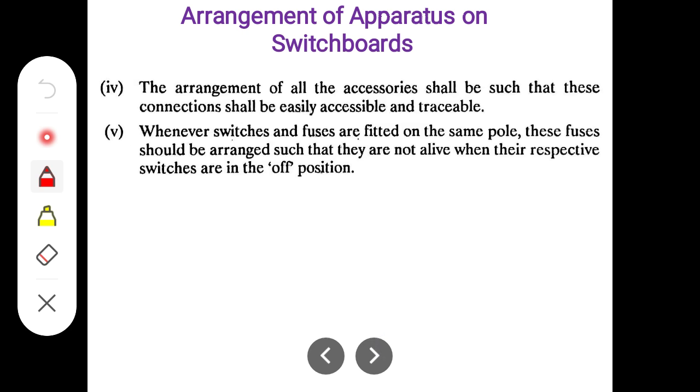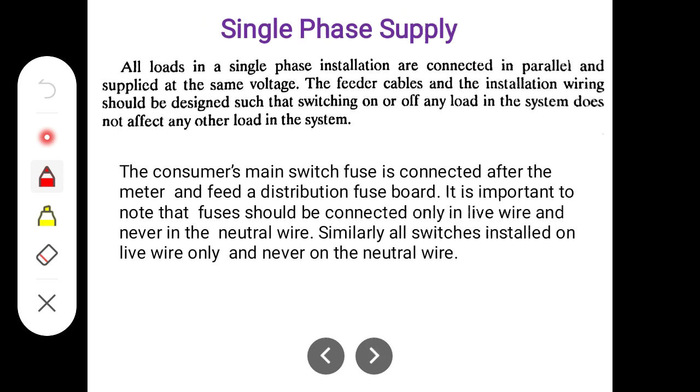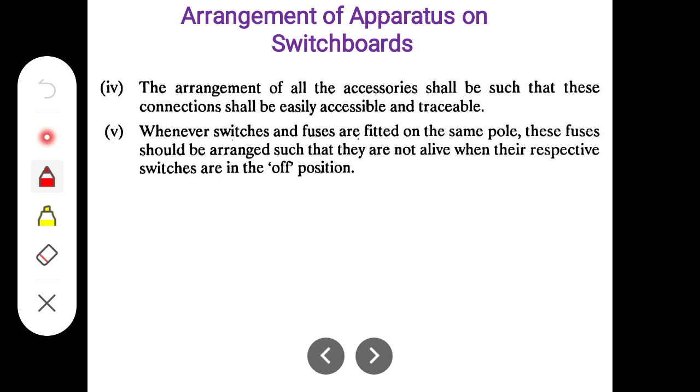Switchboard enclosures should be easily accessible and traceable. Whenever switches and fuses are fitted on the same pole, the fuses should be arranged in such a way that they are not live when their respective switches are in the off position. That's it. Next, single phase supply. This is the system, so we can use these electrical installation types. These are the types.